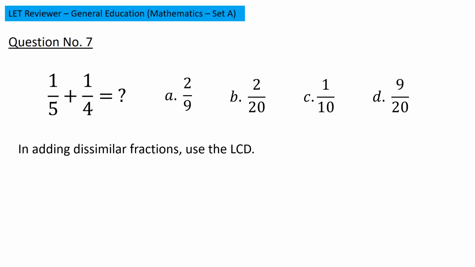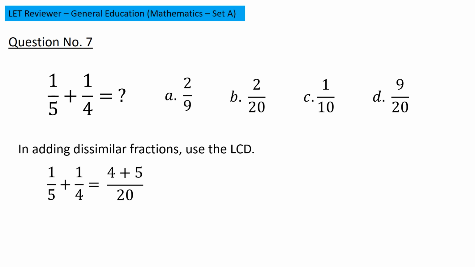Pag sinabi nating least common denominator, ito lang yung parang least common multiple ng ating mga denominators. So, our denominators are 5 and 4. So, ano ba yung least common multiple ng 5 and 4? That is 20. So 20 will be our LCD. Ang gagawin natin, 20 divided by 5, our first denominator. So 20 divided by 5 is equal to 4.